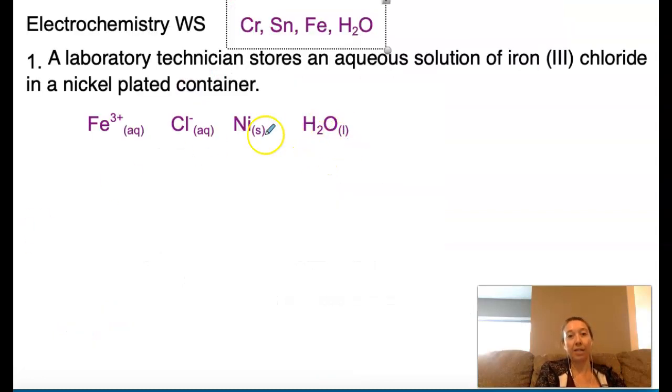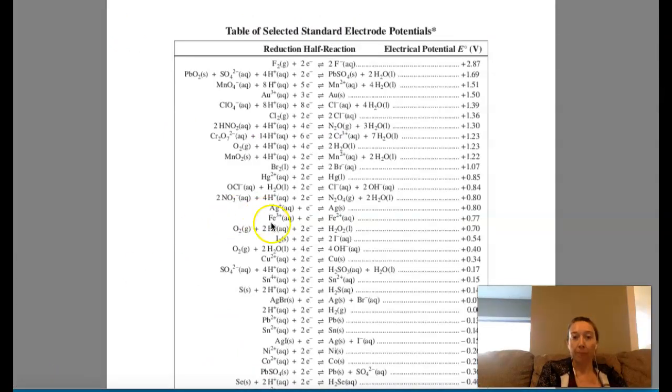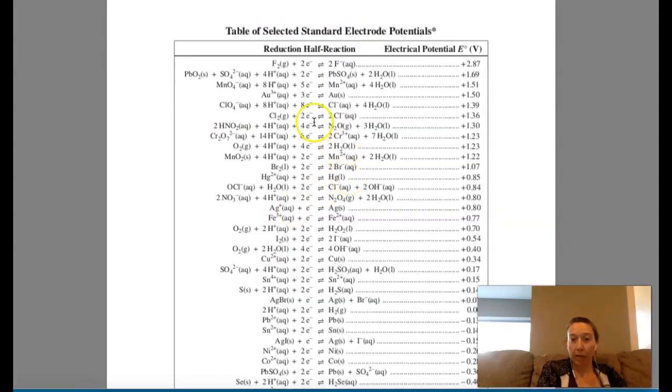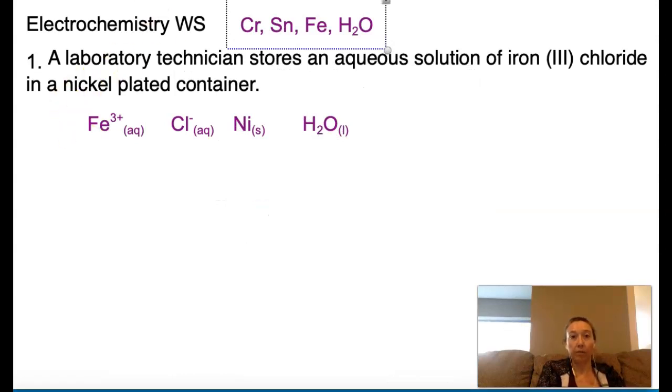Okay, so going back to this example. So we have iron 3. So what we need to do is we need to go to our data table. I'll go to a clean one that I haven't written all over. And we are going to find, well, what are we looking for? I already forgot. Iron 3. So we look for iron 3. Iron 3 is right here. Okay, so it is on the OA side. So we know that iron 3 is an OA.